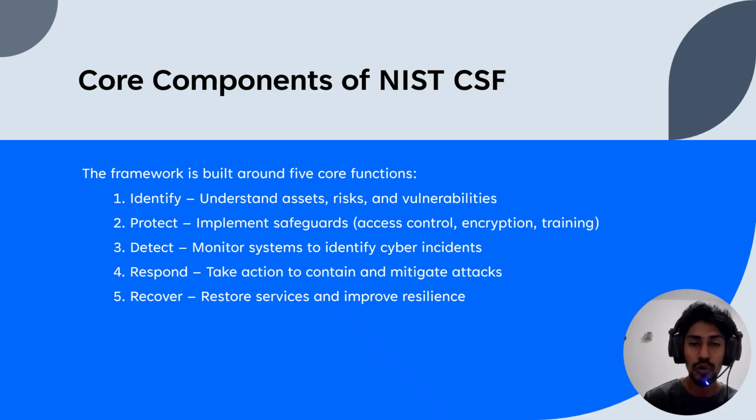Next slide is about the core components of NIST CSF. The NIST CSF has a total of 5 functions. The first one is identify, which means understanding assets, risks, and vulnerabilities. Next is protect, which means implementing safeguards. Like when we make software or a website, we need to implement safeguards to secure our system. We can implement access control, encryption, and also train employees to protect the system, so we need to provide training for the employees.